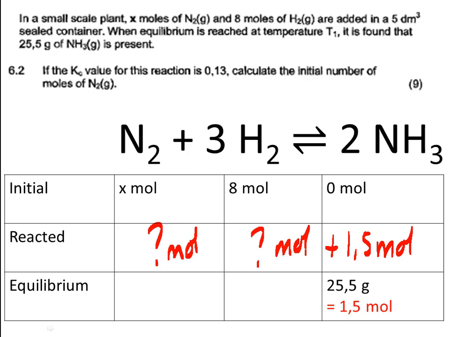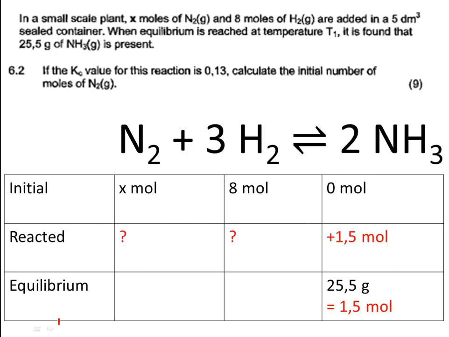How can we find that out? Well, we know the reaction ratio is always 1 mole is to 3 mole is to 2 mole. So we simply apply that reaction ratio to this particular situation where it's not 2 moles of ammonia that was produced, but rather 1,5 moles. So we have to deflate all of the values by that same factor. So how many moles of nitrogen and hydrogen must have reacted in order to produce 1,5 moles of ammonia?